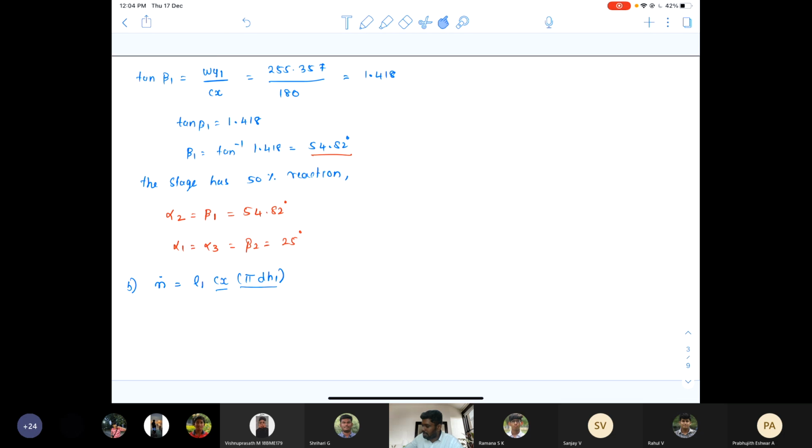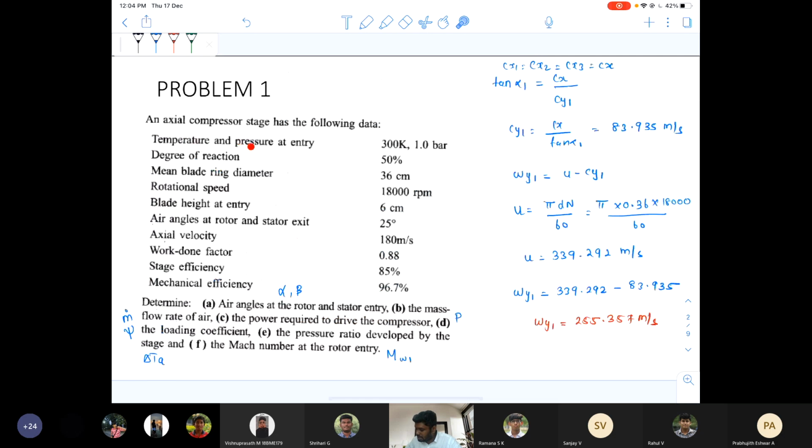But in this, the value of rho is unknown. So you should find the value of this density before finding the value of mass flow rate. Therefore, this density rho 1 is equal to P1 divided by RT1. We have the value of P1 and T1, that is temperature and pressure at the entry. Temperature is 300 Kelvin and pressure is 1 bar. By substituting this, you can get the value of density.